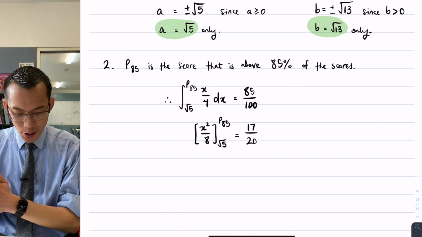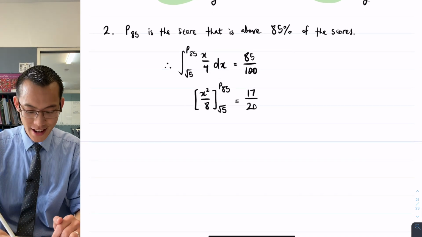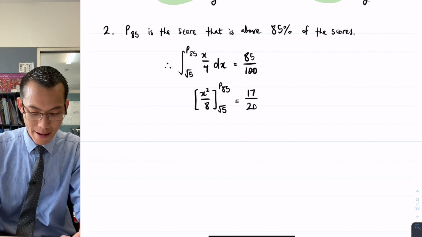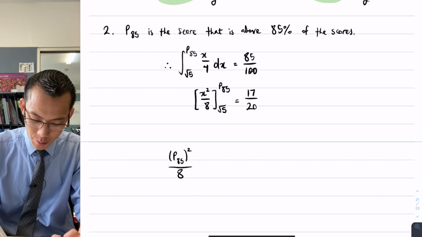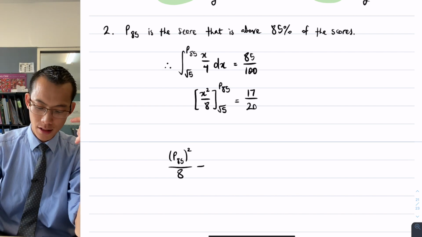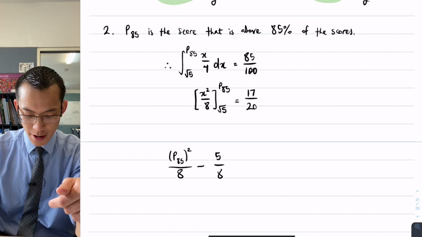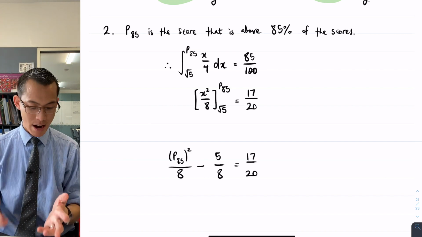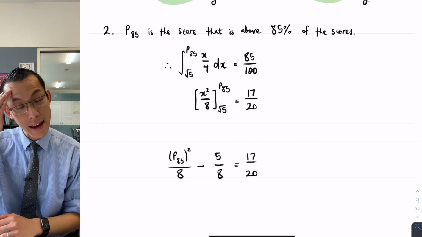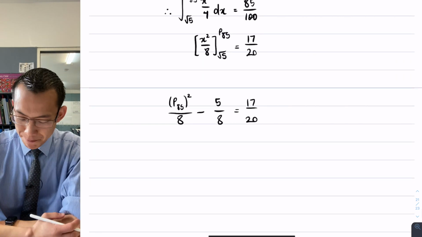Now, what am I going to get here? It'll look a bit messy for a little bit, but I can still work with it. I'm going to substitute in my upper and lower boundaries. So here comes the 85th percentile squared divided by 8, and then I'm going to subtract the lower boundary squared. That's root 5 squared, which is 5, divided by 8, equals 17 on 20. And now what I want to do is make P85, the 85th percentile, the subject, and then off I go.